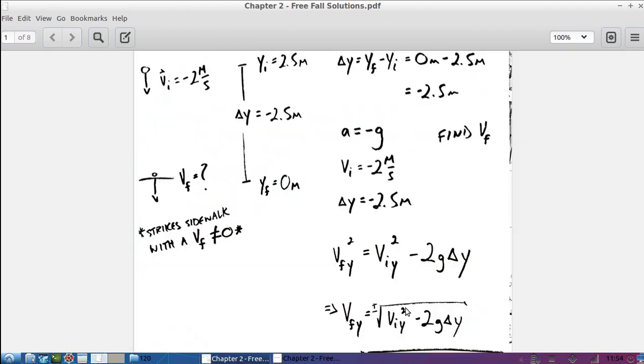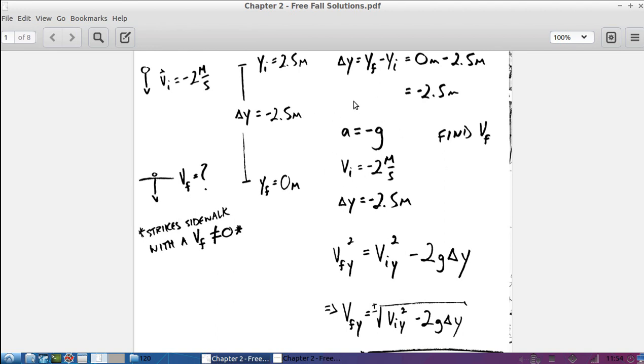So what do I have? I've got an initial velocity of negative 2 meters per second. Here's my picture. I'm still using the same problem-solving process that I used for the first couple examples. So I've got a negative initial velocity, 2 meters per second, in the y direction. I'm looking for the final velocity when it strikes the sidewalk. Again, it's not 0. It's got to hit it with some speed v. So that's what I'm looking for, just before it hits the sidewalk.